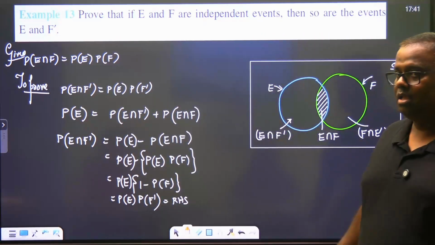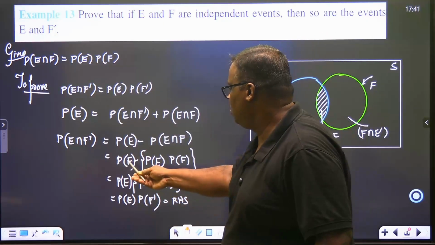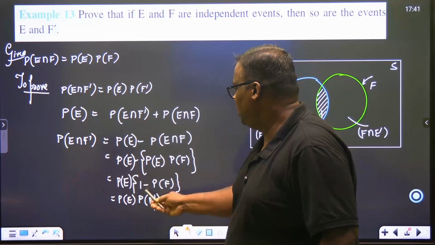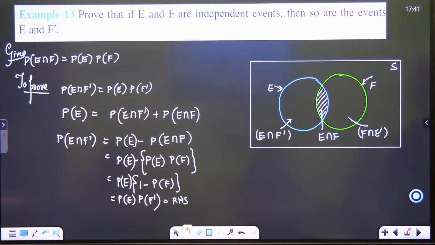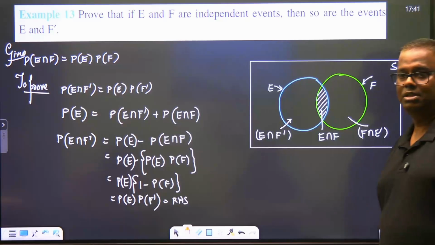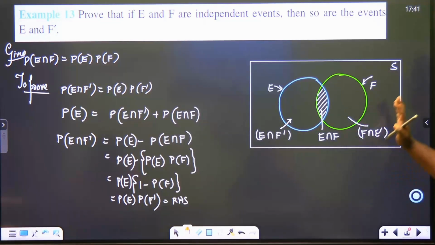How did we get that 1 minus P of F? From here, take P of E common, so 1 is left here and 1 minus P of F is left here. Don't just copy by looking. If you get stuck in a problem, then only see the board. But what I will suggest is that you interpret this diagram and make it on your own. You have understood?